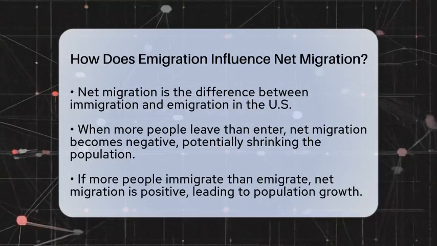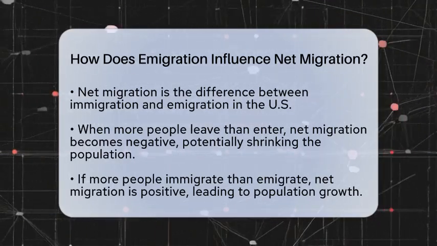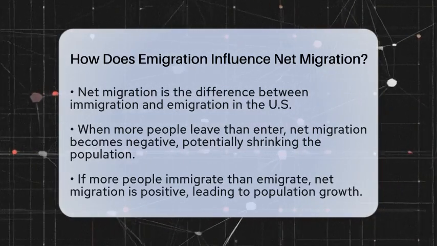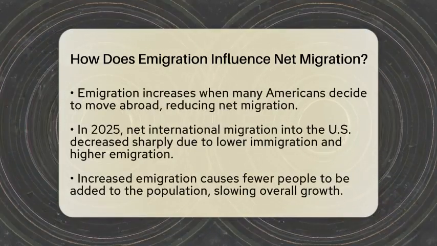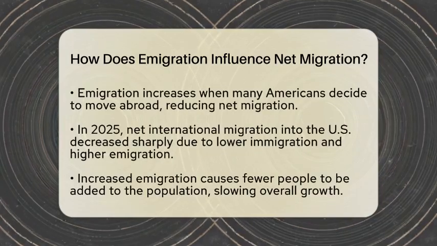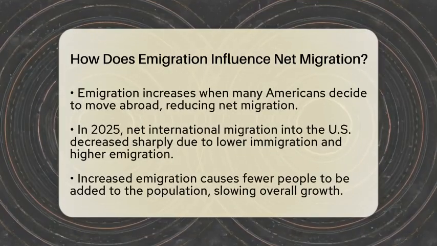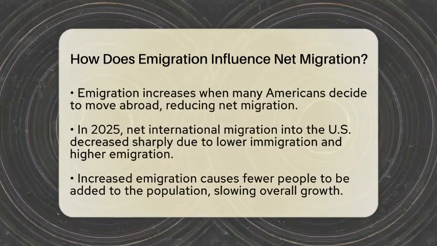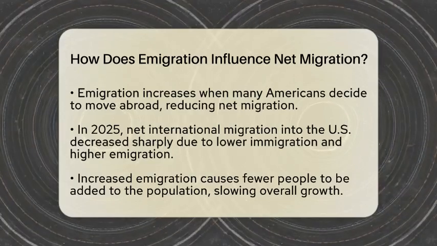Emigration directly impacts this balance. If a lot of Americans decide to move to other countries, the number of people leaving increases. This makes the difference between immigration and emigration smaller or even negative. For example, if in a given year 10,000 people leave the United States and only 5,000 come in, the net migration drops by 5,000. This reduces the overall population growth from migration.